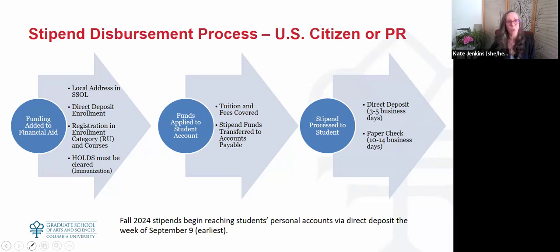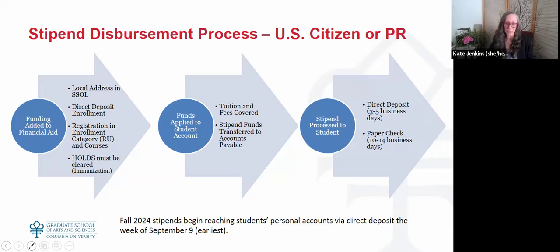The funds then for your tuition and fees will move to your student account and be applied to cover those charges, with the exception of the charges that are your responsibility. And then the stipend funding is going to transfer from your student account to the accounts payable system in order to be issued as hopefully direct deposit and not a paper check. With direct deposit, after that happens, usually you receive it 3 to 5 business days from the time that it's transferred from your student account to accounts payable. That can be a couple days shorter or longer, depending on your bank's direct deposit receipt system.